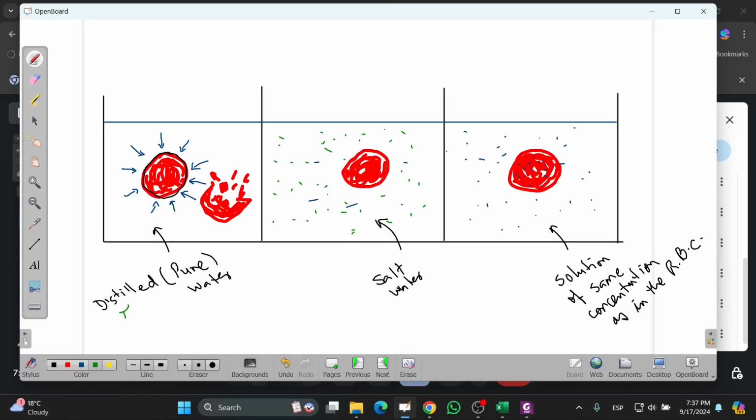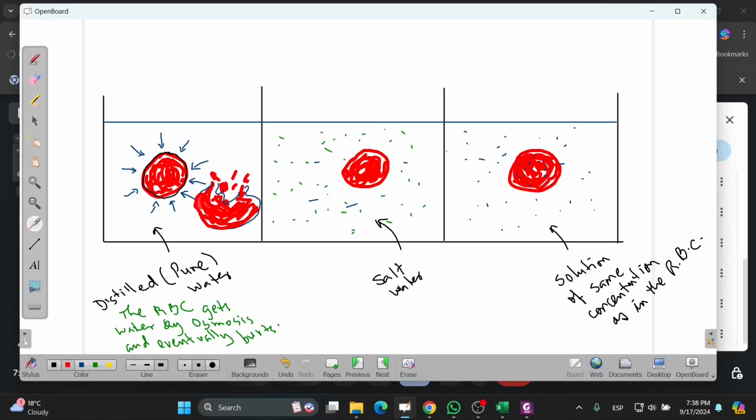So let me put it here. The red blood cell gets water by osmosis. This is what will happen eventually, right? The cell gets water by osmosis, and it gets so full of water that eventually it bursts. It is destroyed.